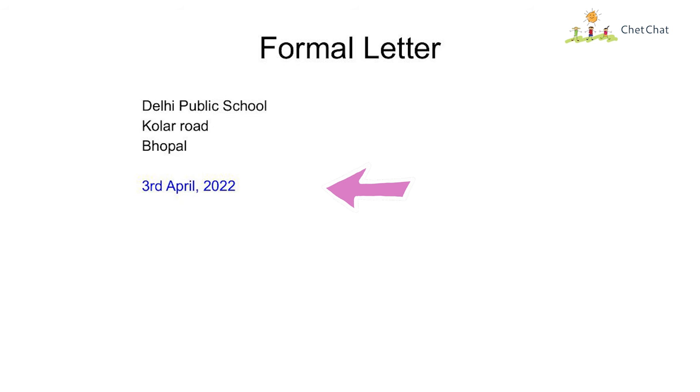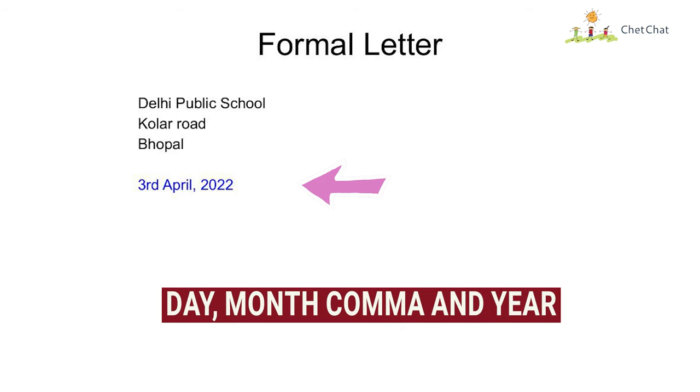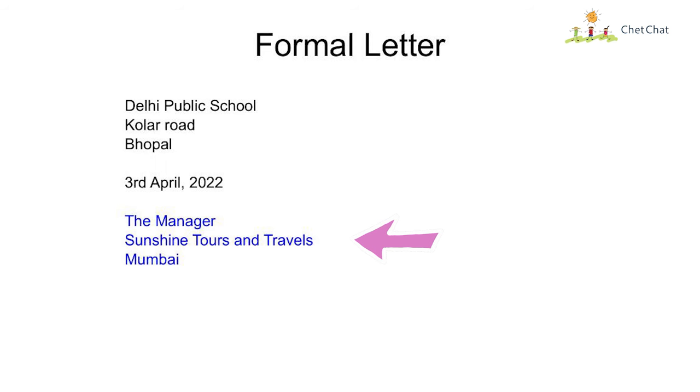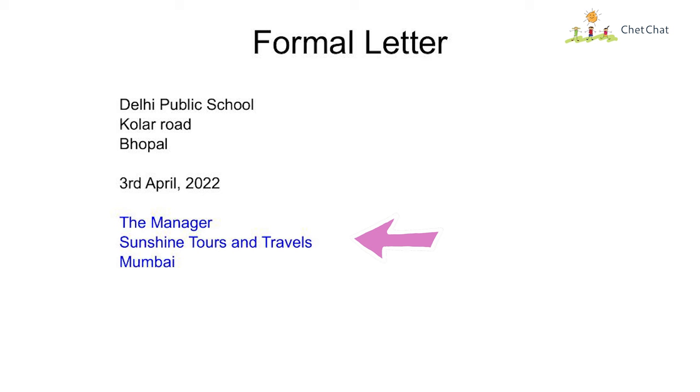After the sender's address, leave a line. Write the date, 3rd April 2022. Stick to the format for the date: day, month, comma, and year. Then leave another line. Write the receiver's address. First mention who is the receiver. Is it the editor, the manager, the director? This will be given in the question. So for example, if you have to inquire about a tour package, you will address the letter to the manager, Sunshine Tours and Travels, Mumbai.